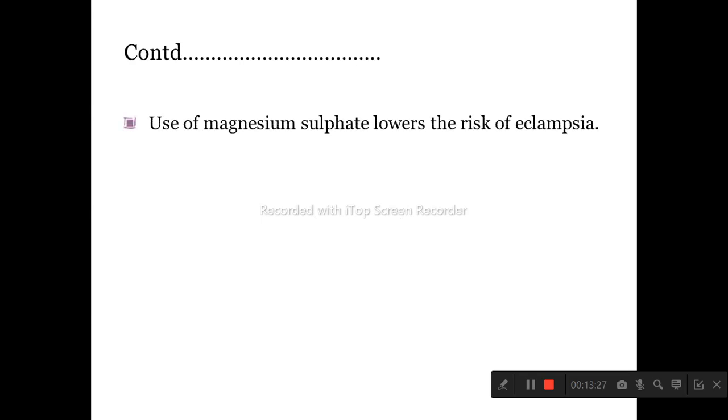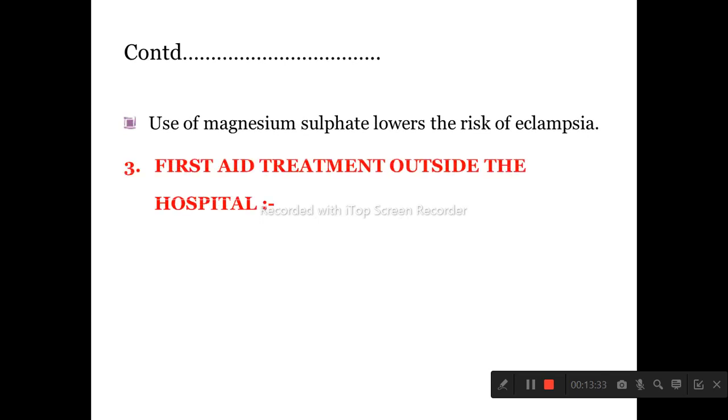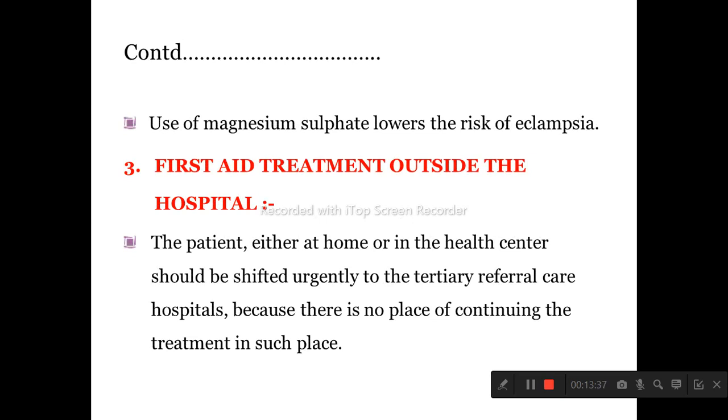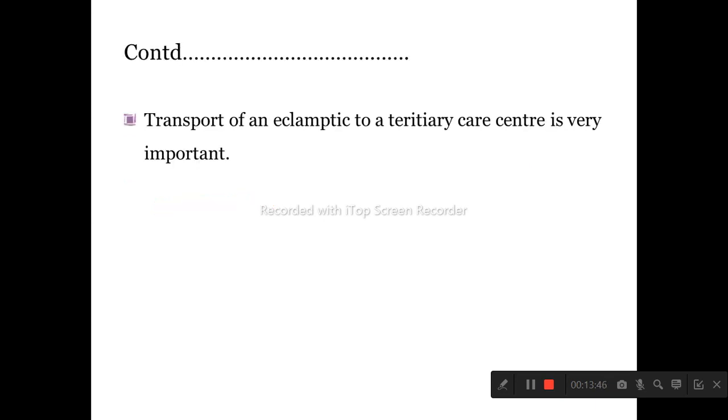Then use of magnesium sulfate lowers the risk of eclampsia. Then next is first aid treatment outside the hospital. The patient, either at home or in the health center, should be shifted urgently to the tertiary referral care hospital because there is no place for continuing the treatment in such places. Then next, transport of an eclamptic patient to a tertiary care center is very much important.